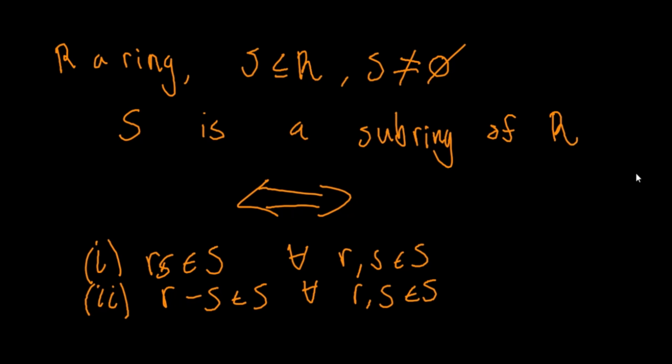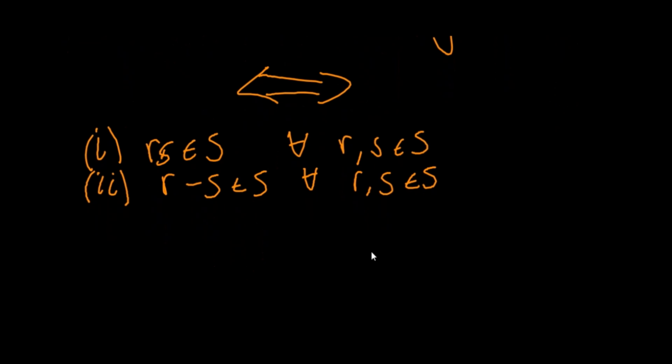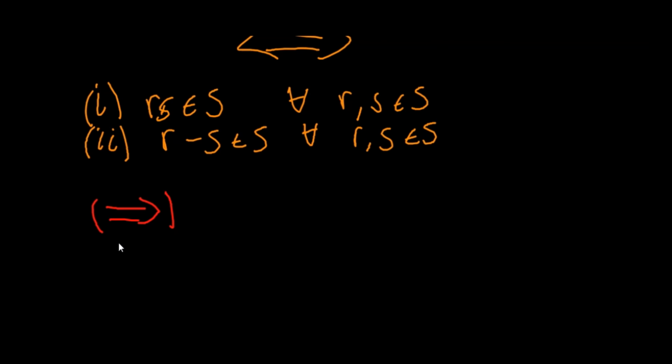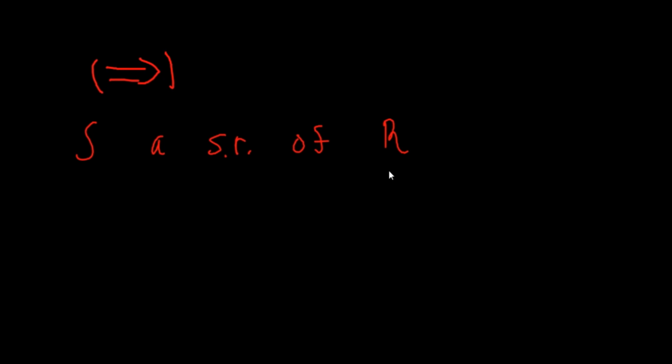So let's prove the forward direction first. That is, we first suppose that S is a subring of R, and then we'll show that these two conditions hold. But this direction actually turns out to be pretty nice because we get these two conditions directly from the definition of a subring. That is, if S is a subring of R, then by definition, S is a ring that has the same two binary operations that R has. That is to say, it inherits R's binary operations.